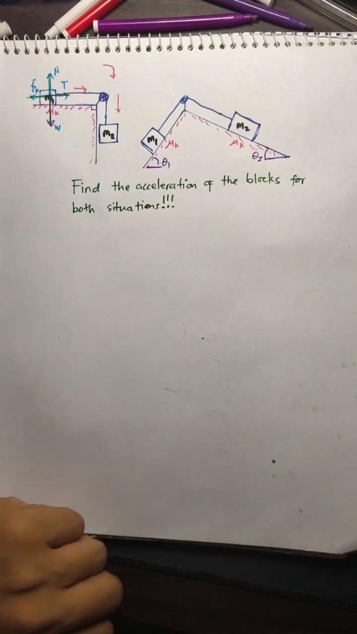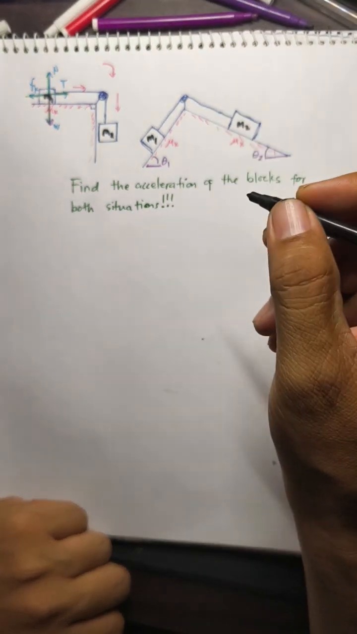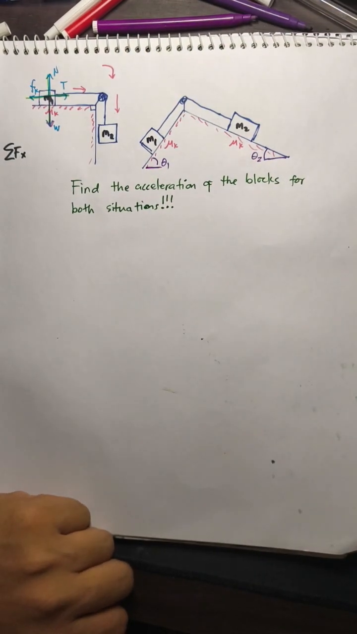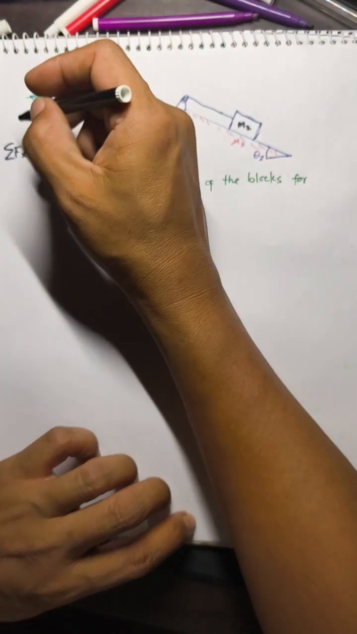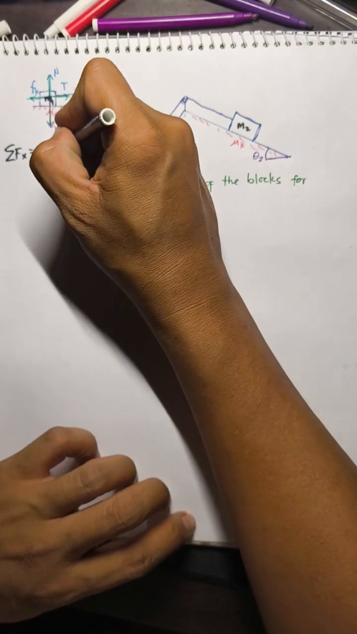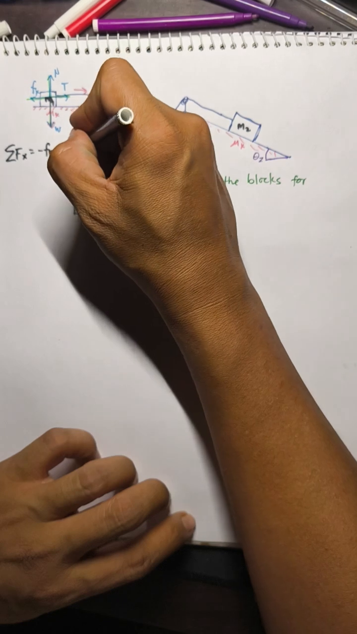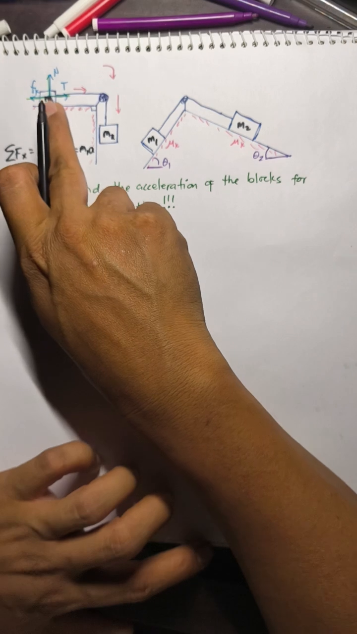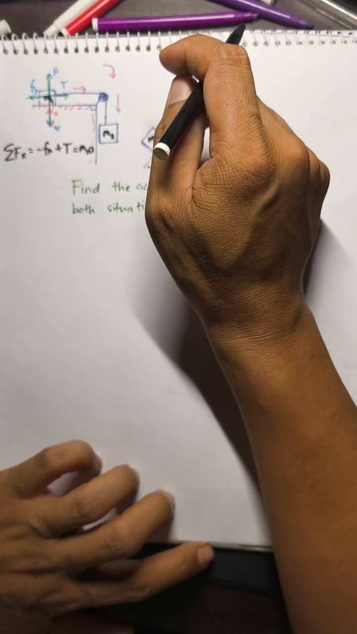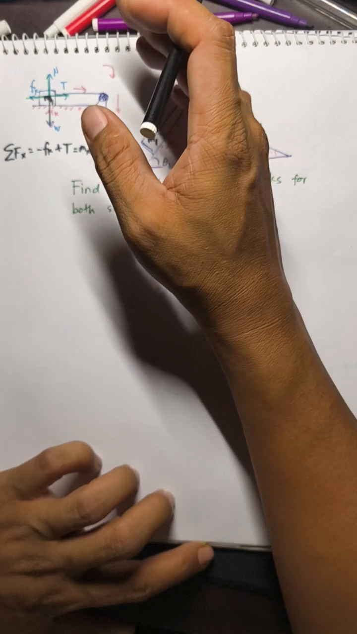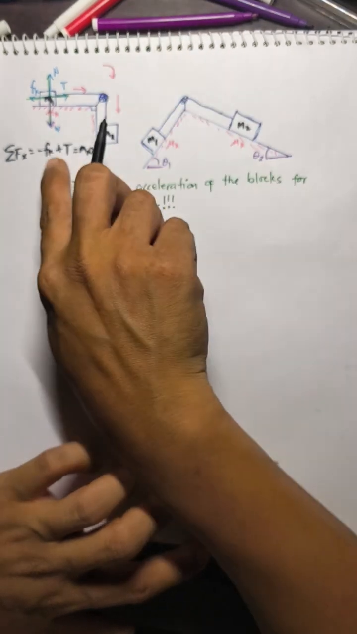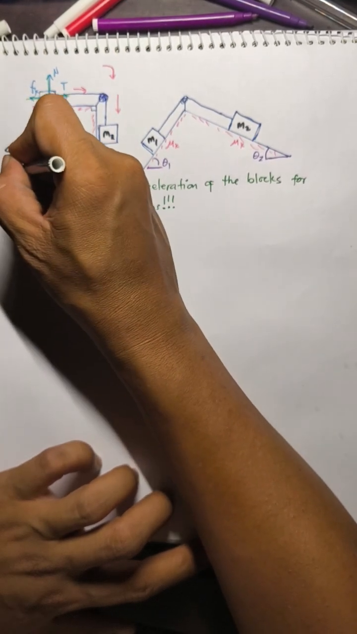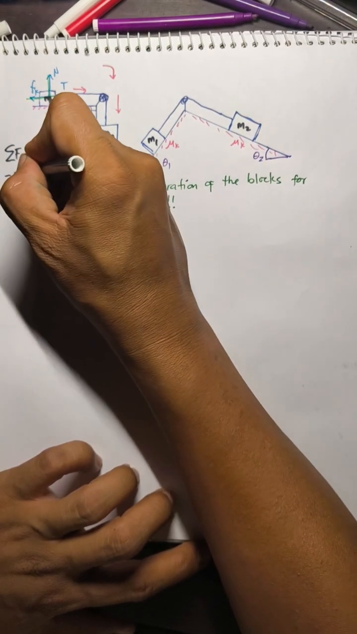So now we can go directly to our summation of forces. For this first case, what's the summation of forces along x? That would be equal to minus fk plus T, because we are going to the positive direction. This is equal to m1a, mass m1 times the acceleration. There's no need to go to y, since it is in equilibrium. And now, what is this friction? The friction is equal to minus mu k N.